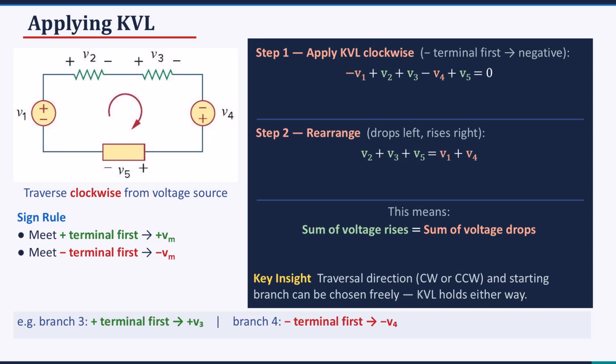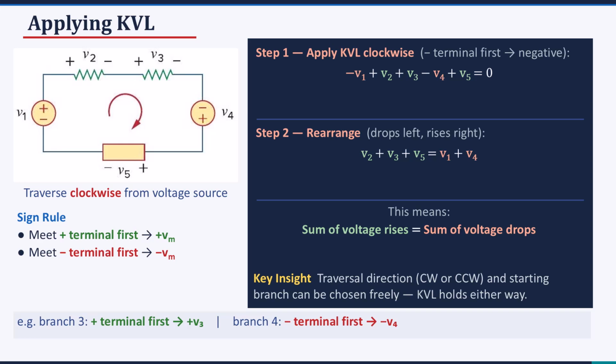On the left side, you can see a circuit, and we will traverse it clockwise, starting from the voltage source. The sign rule for KVL we use here is: if you encounter the positive terminal first while traversing, the voltage is added as plus V sub m. And if you encounter the negative terminal first, the voltage is added as minus V sub m. Step 1. Apply KVL clockwise, encountering the negative terminal of V1 first. Minus V1 plus V2 plus V3 minus V4 plus V5 equals 0.